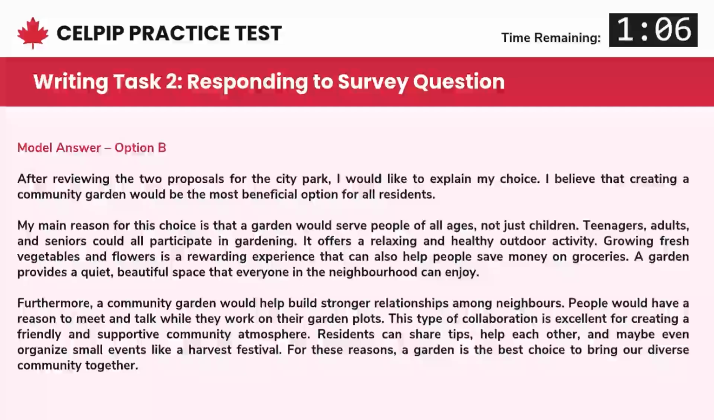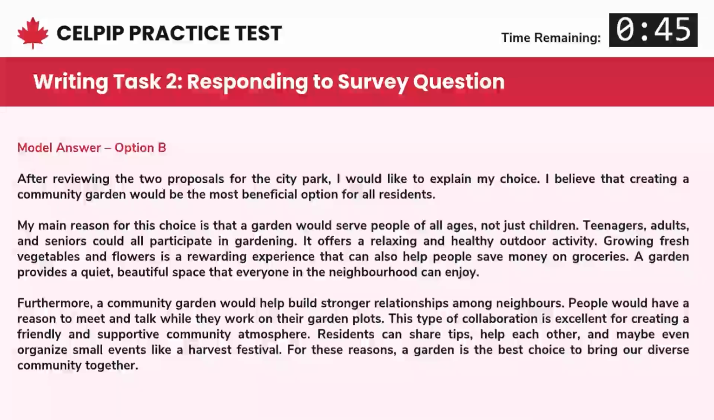It presents 2 main points. First, that a garden is useful for people of all ages. And second, that it would help build stronger relationships. The writer supports these points with specific examples, such as saving money on groceries and neighbors sharing tips. This detail makes the argument much more convincing.